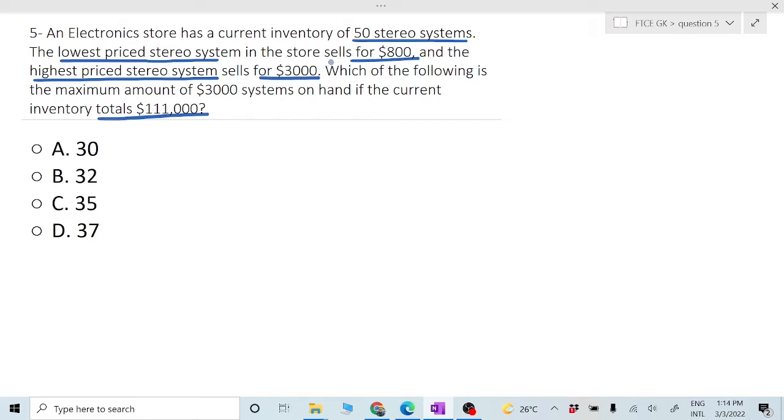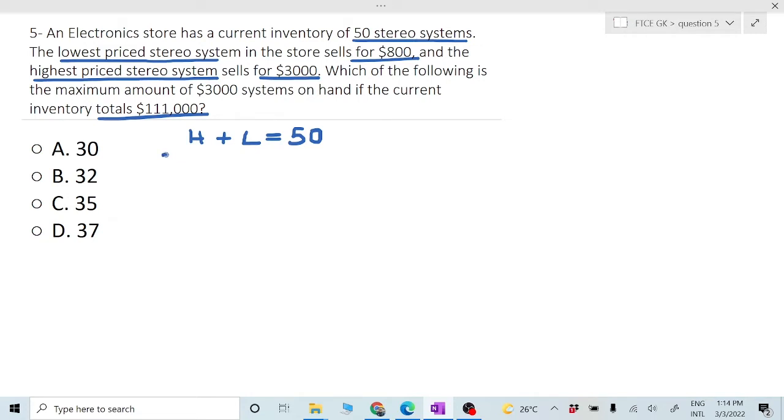And now we're going to translate this into mathematical expressions and have two equations to work with. It says about the highest price and lowest price system. So we're going to call H the number of the highest priced system and L the number of lowest priced system. And I know that the total is 50 stereo systems. Now I know the price of each one of them.